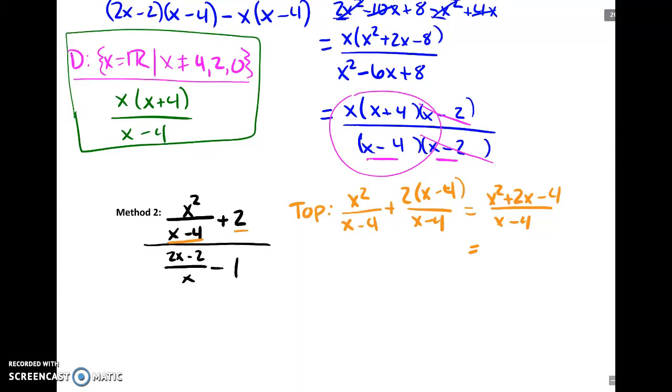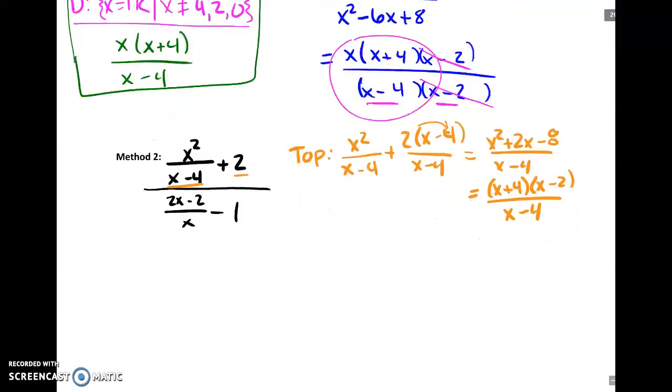Sorry, it's x squared plus 2x minus 8. Distribute that, yeah, over x minus 4. So that's going to factor into x plus 4 times x minus 2 over x minus 4. Okay, so that's the top of my fraction.